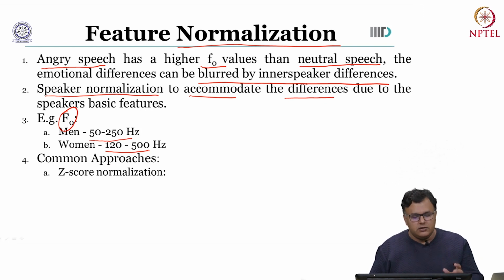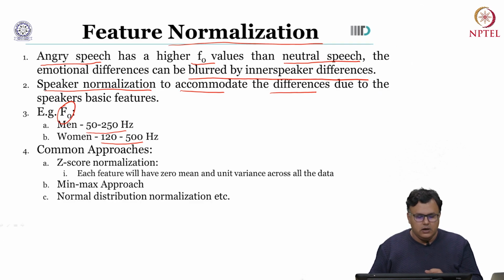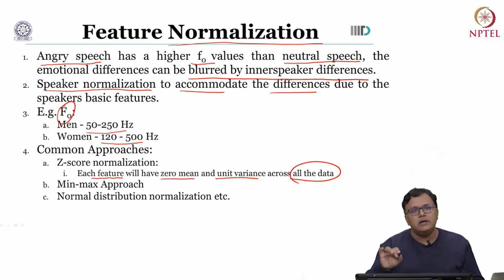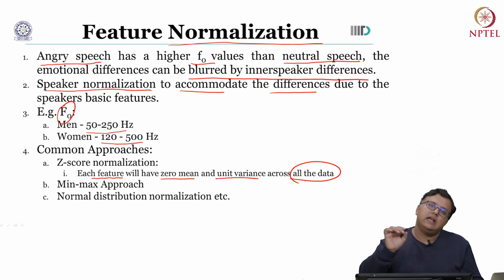Now, for feature normalization, there is a very simple approach. Let's talk about that one, commonly used, which is the Z-score normalization. What do we do in this Z-score normalization? We say, well, I'm going to take each feature and transform it so that it will have zero mean and unit variance across all the data. Please notice this is actually a very common technique which is not just limited to speech, but it is applied to vision and text features as well.